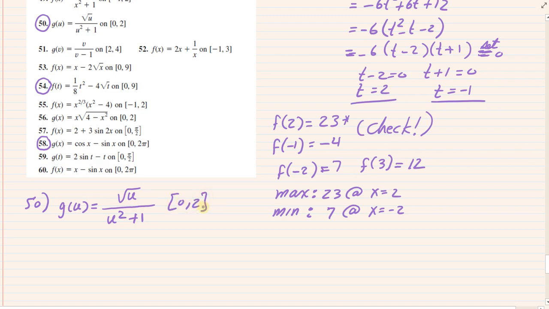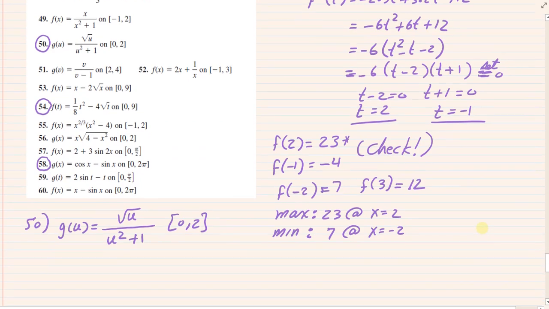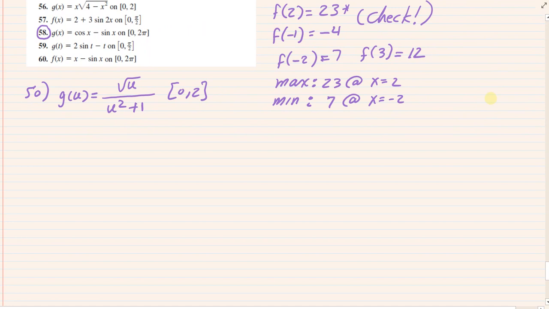This time, let's look at this more elaborate function. We have g(u) = square root of u over u squared plus 1 on the interval from 0 to 2. Before I forget, I'm going to do g at 0. That's going to be 0 over 0 squared plus 1, or 0. And g at 2 is going to be square root of 2 divided by 2 squared, which is 4, plus 1, or root 2 over 5, whatever that is.